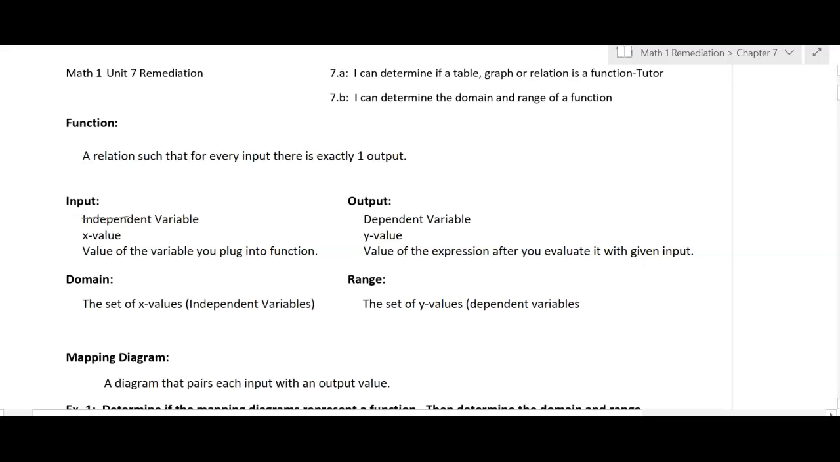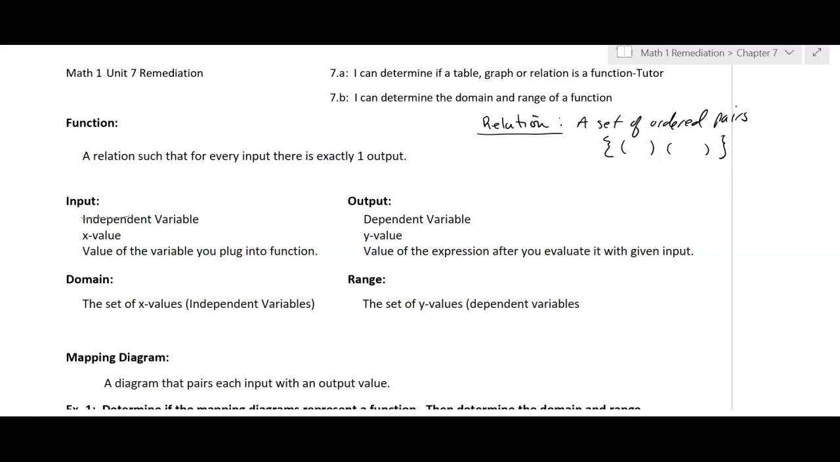Now before we really dig into the definition of a function, we're going to talk about what a relation is. A relation is basically a set of ordered pairs. These relations can be shown in a table, in set notation with a bunch of ordered pairs in it, or in a graph. So how does that relate to what we call a function?